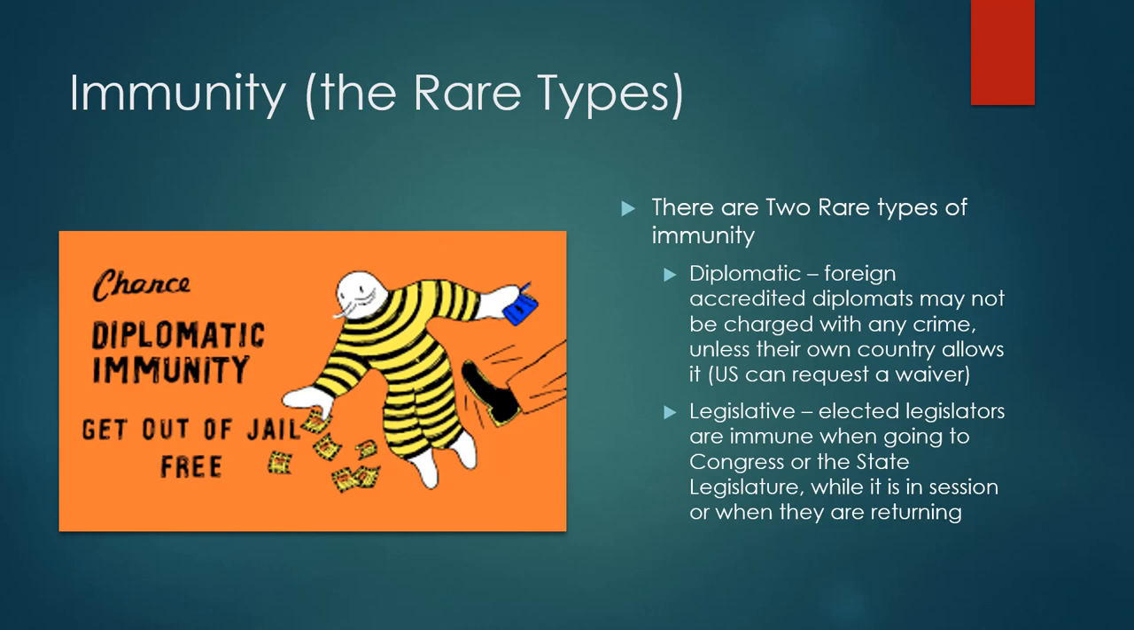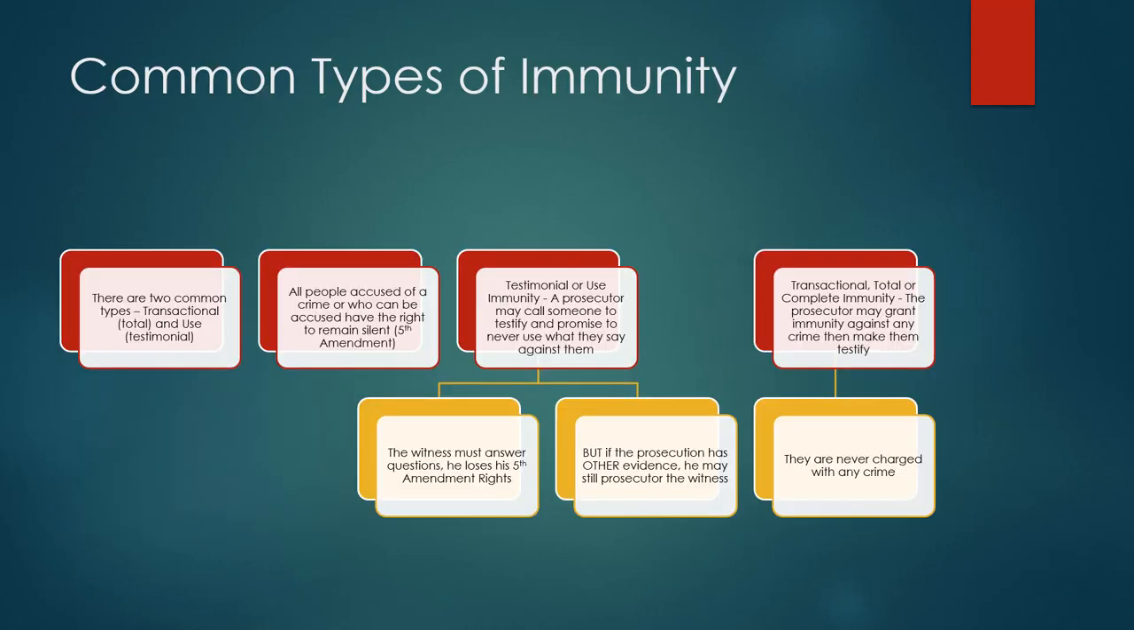Then there's legislative immunity. Again, this is pretty rare. But elected legislators are immune when they're actually traveling to or from Congress or the state legislature while it's in session or while they're returning. And this is basically to preserve the idea of democracy. Again, pretty rare. But what are the common types of immunity? What are the ones we see most often? Well, the two most common types we see are what we call transactional immunity and testimonial immunity, or what's called sometimes total immunity or use immunity.